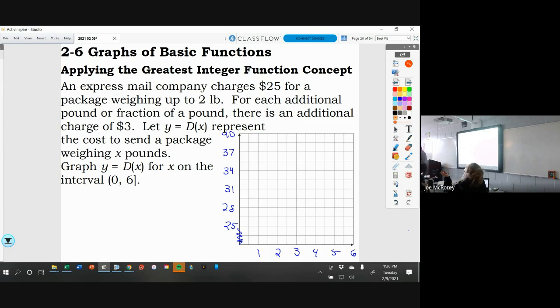Okay. If I don't mail a package, how much do I pay? $0. Do I graph that point 0, 0? No. Yes. You didn't do anything. No, you don't start there. How many say yes, graph the point 0, 0? Hands up high. 7 of you. How many say no, don't plot the point 0, 0?